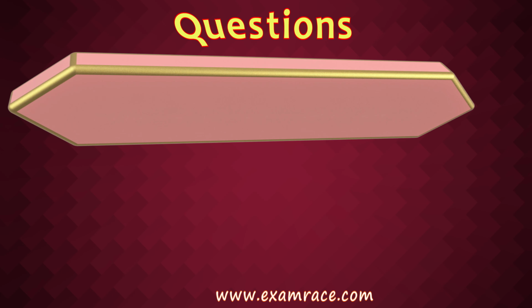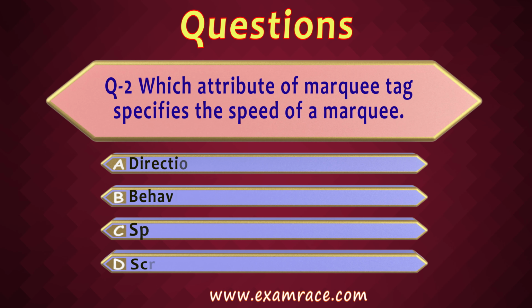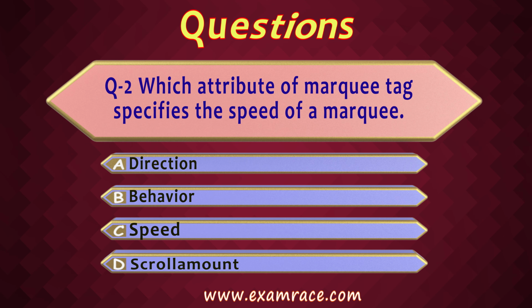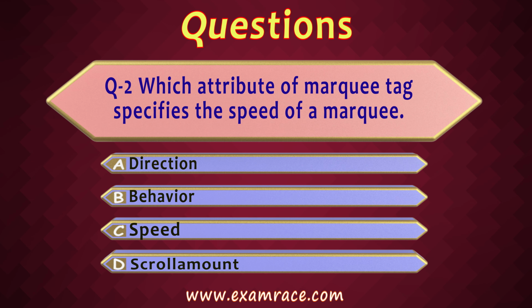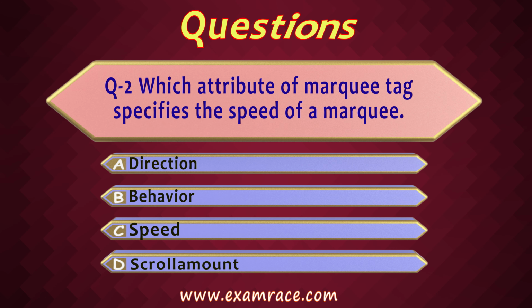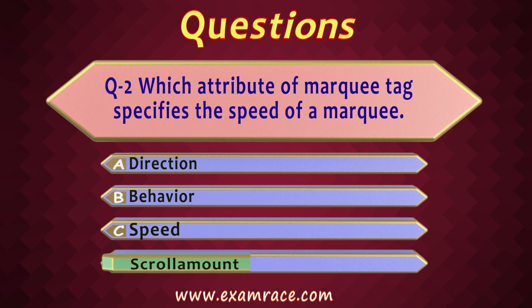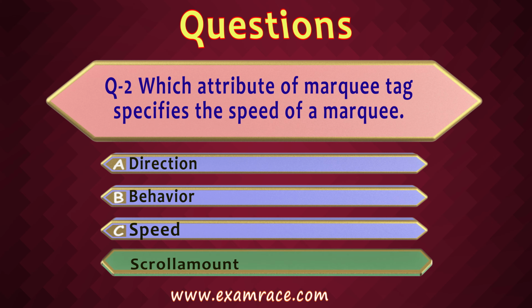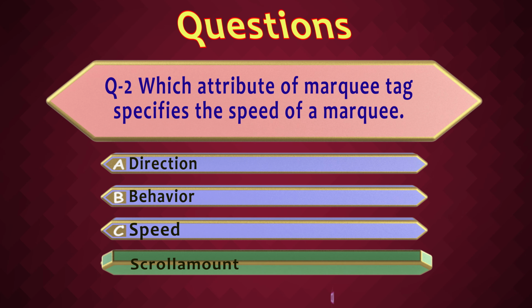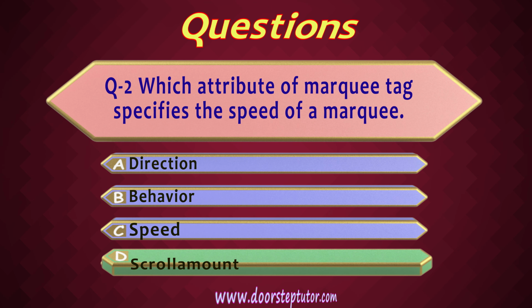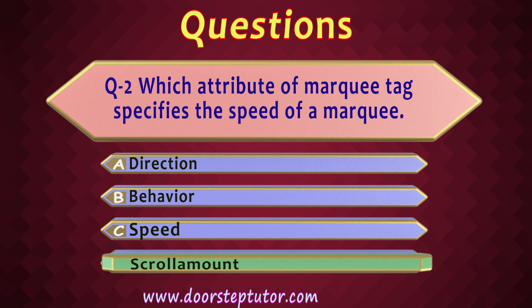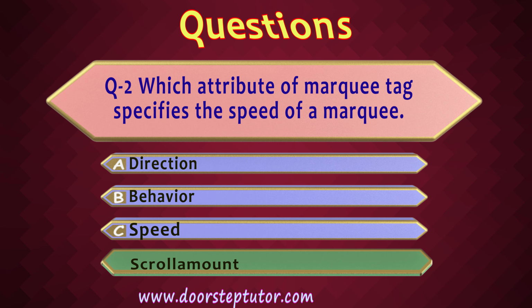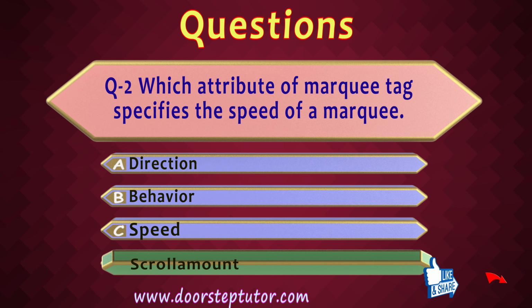So let's move to our second question. Which attribute of marquee tag specifies the speed of a marquee? What is the correct answer for this particular question? According to the options given, option number 4 is the correct answer, that is scroll amount. It is the amount, or we can provide numeric values so that we can control the speed of the marquee, whether it will move fast or in slow motion according to the specified directions.